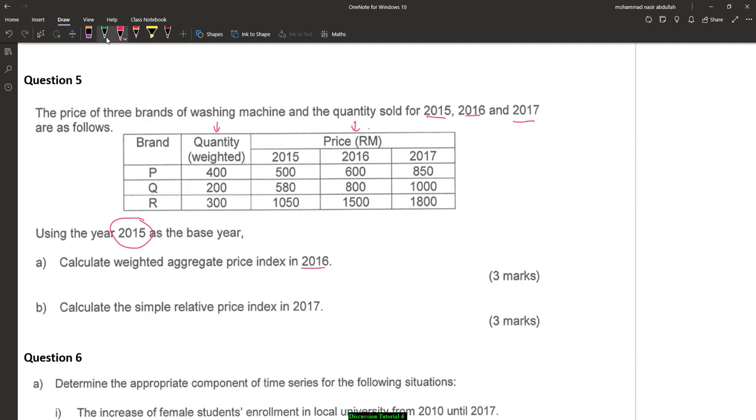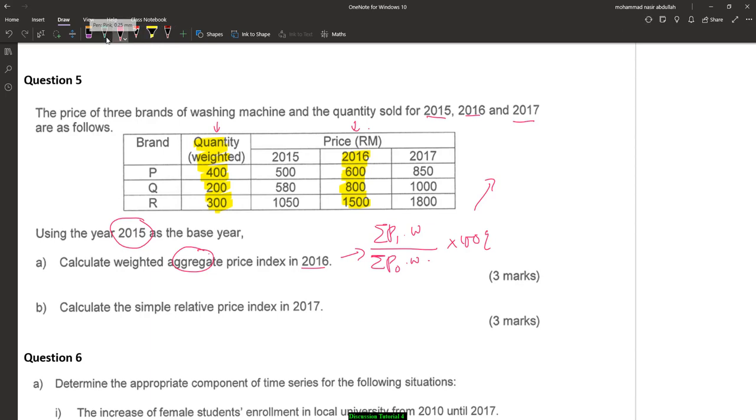This is very simple. So remember the weighted average aggregate price formula will be summation of price in current period, which is 2016, multiply with the weight, divide by summation of price in base period, this is the aggregate kan, multiply with weight, multiply with 100%. So this one should be macam mana, 2016. Kita highlight lah 2016, senang nampak, right? And this is the weight, right?